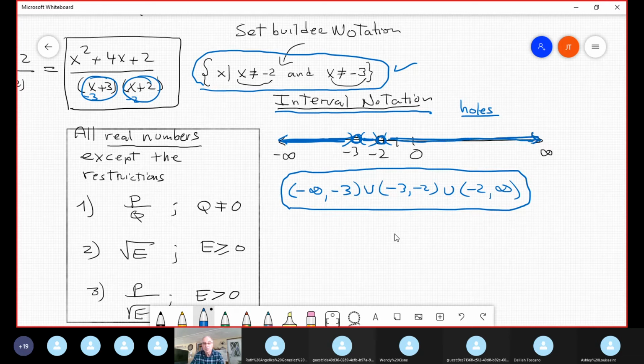So from negative infinity to -3, but don't touch -3. Illegal -3. From -3 to -2, do not include the endpoints. And from -2, do not include -2, to infinity. The rest is okay. One point here is perfect, belongs to the domain. One point here belongs to the domain. The only ones that do not belong to the domain are these bad guys, -3 and -2. More clear now? Yes, thank you. Good.